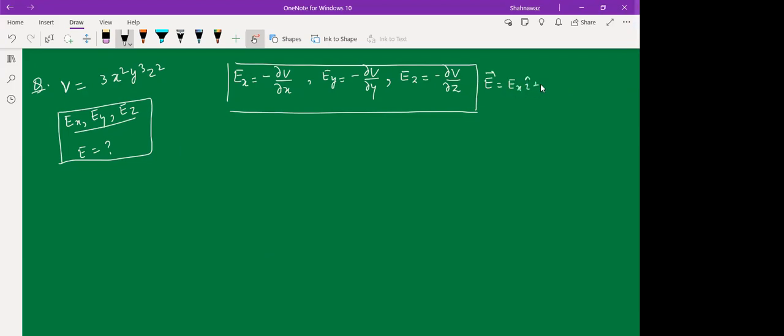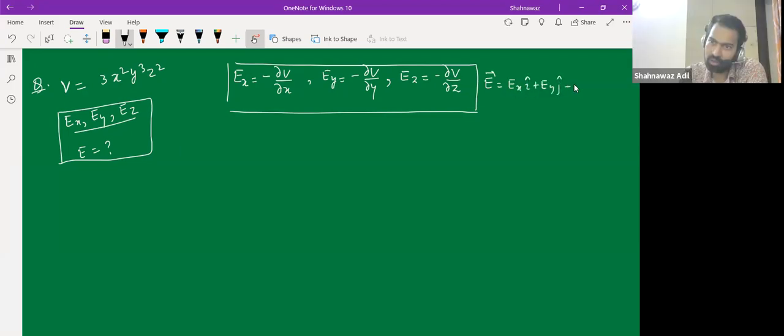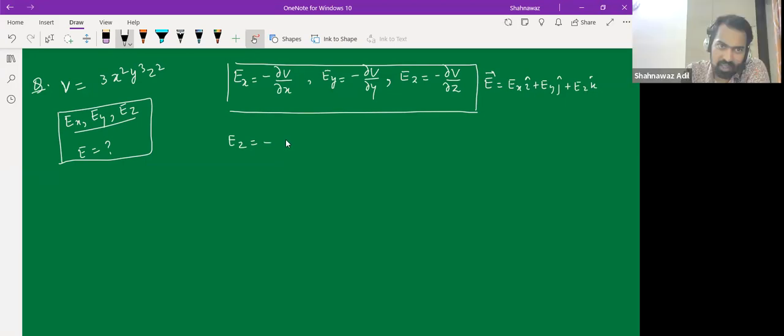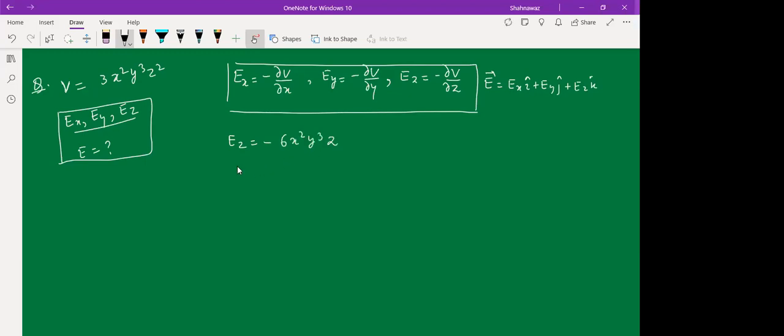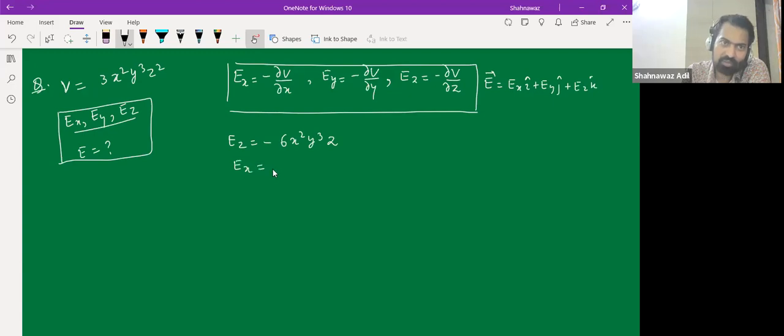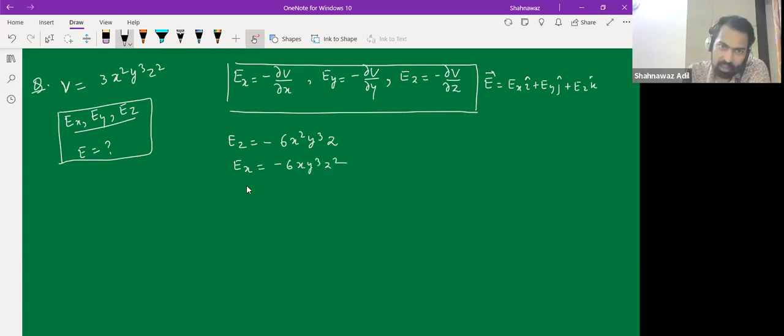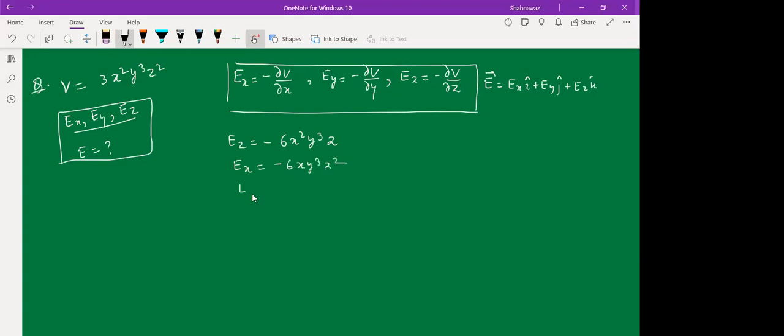Sir, I think I got an answer. Yes, so EZ will be minus 6x square y cube z. And Ex is how much? Ex is minus 6x y cube z square. And then how much is Ey? Minus 9x square y square z square.